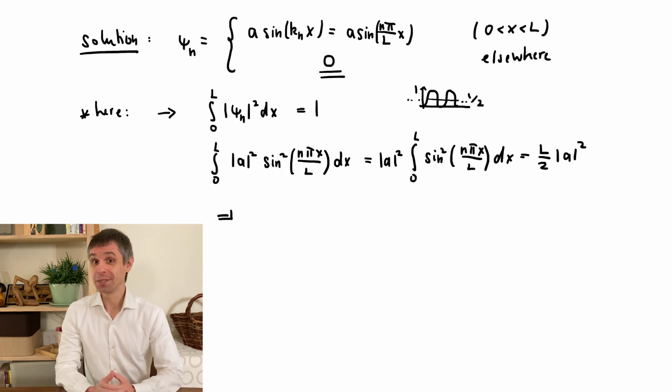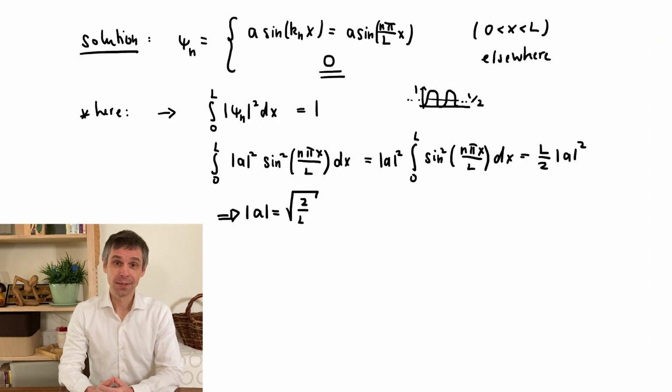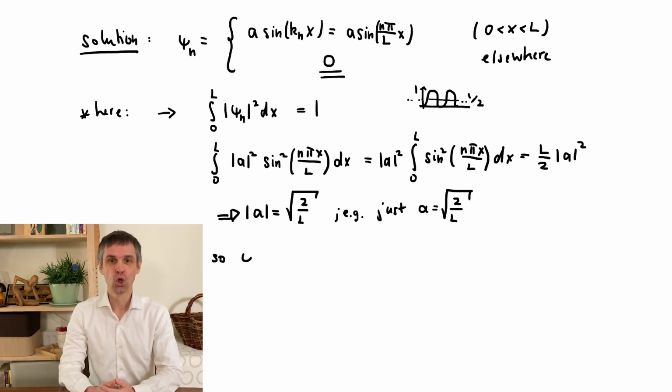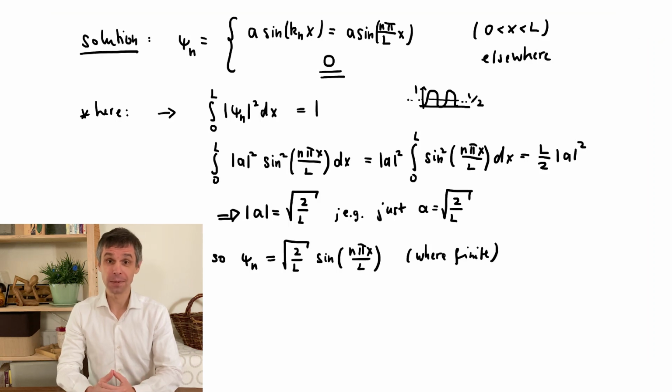This gives us a condition for A, and we've been careful here. Note that this only determines the absolute value of A, but we are fine to just take the simplest choice as indicated here. So this determines the normalized wave function, and from this we can then find the probability density. I here write this down only for the region where these quantities are indeed finite.